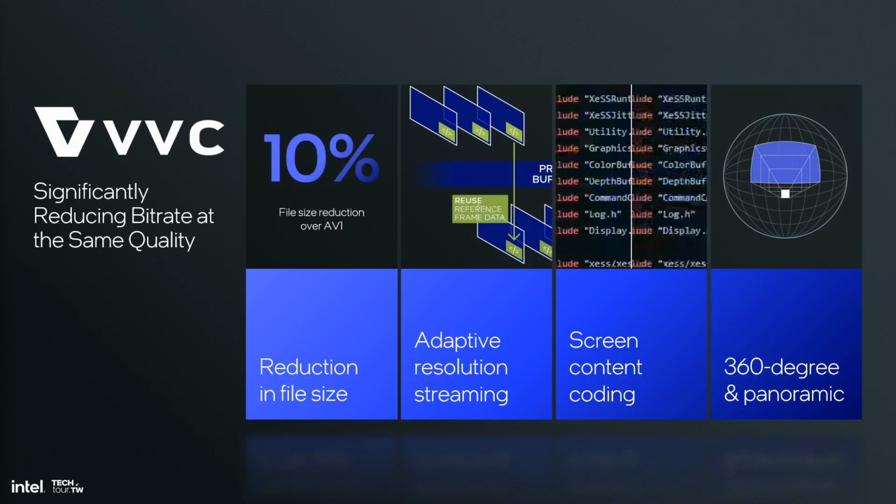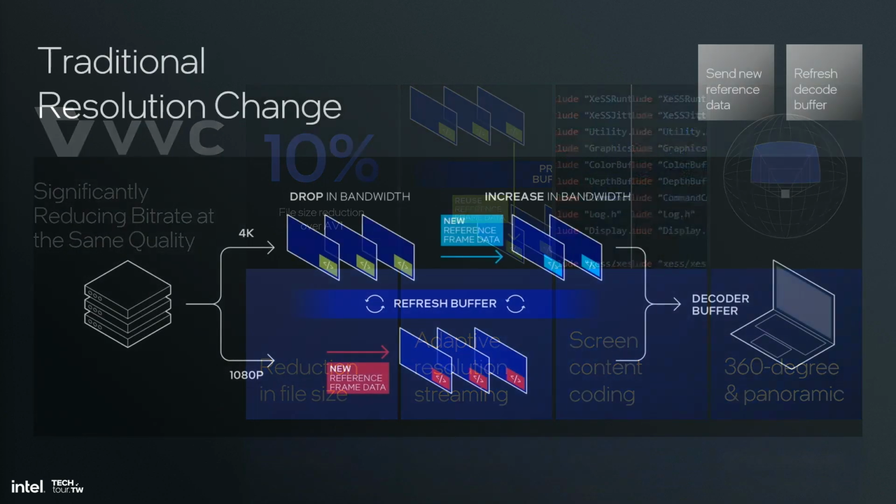VVC significantly reduces the bit rate at the same quality level, and it has 4 main features. One is file size reduction, so the files are getting more compressed, with better compression ratios. It supports adaptive resolution streaming, which is a pretty cool technology I'll talk about. We support screen content coding and 360-degree projections, primarily for cell phones. So let's dive into these techs one at a time.